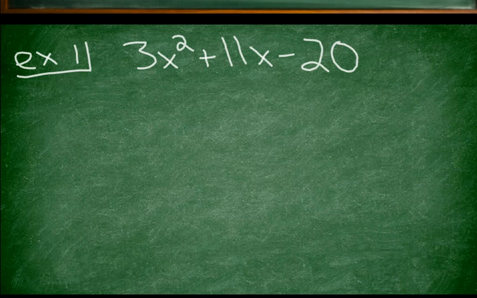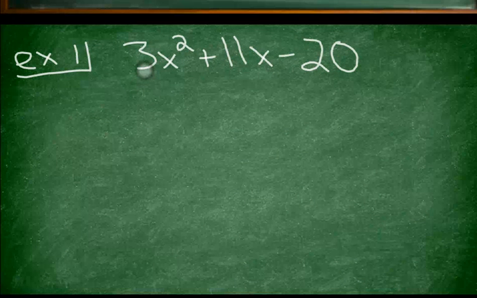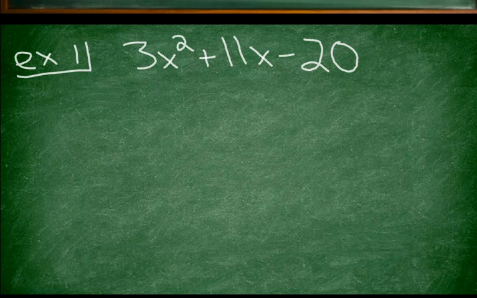For this example, if you notice right away, this leading coefficient is not 1, it's 3, right? If you recall in the last video, I said the first step whenever you're factoring is to always find a greatest common factor. So in this case, if I look at 3, 11, and negative 20, first of all, they don't all have an x, so there's no variable, and the numbers 3, 11, and negative 20 do not share any common factor.